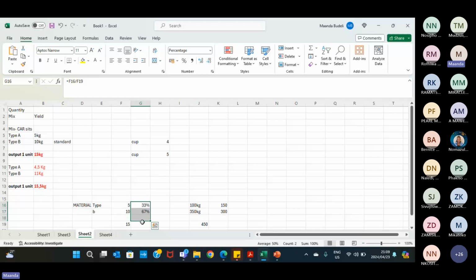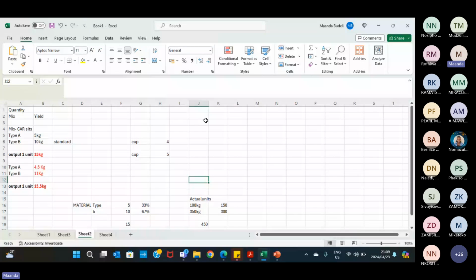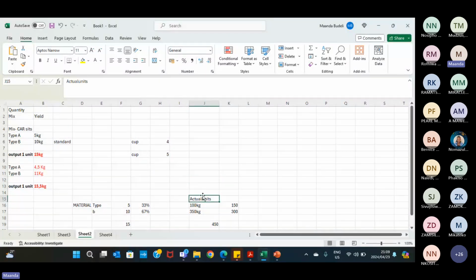So if this is my mix, I then need to say, all right, what are my actual units that I used, right? So my actual units, and then I need to use the actual at the mix, right? So this becomes my actual mix now. So it becomes the new one, right? Like we have the standard one that we use. Now we have the new one, which are the actuals. So now I need to use this actual to determine my mix.